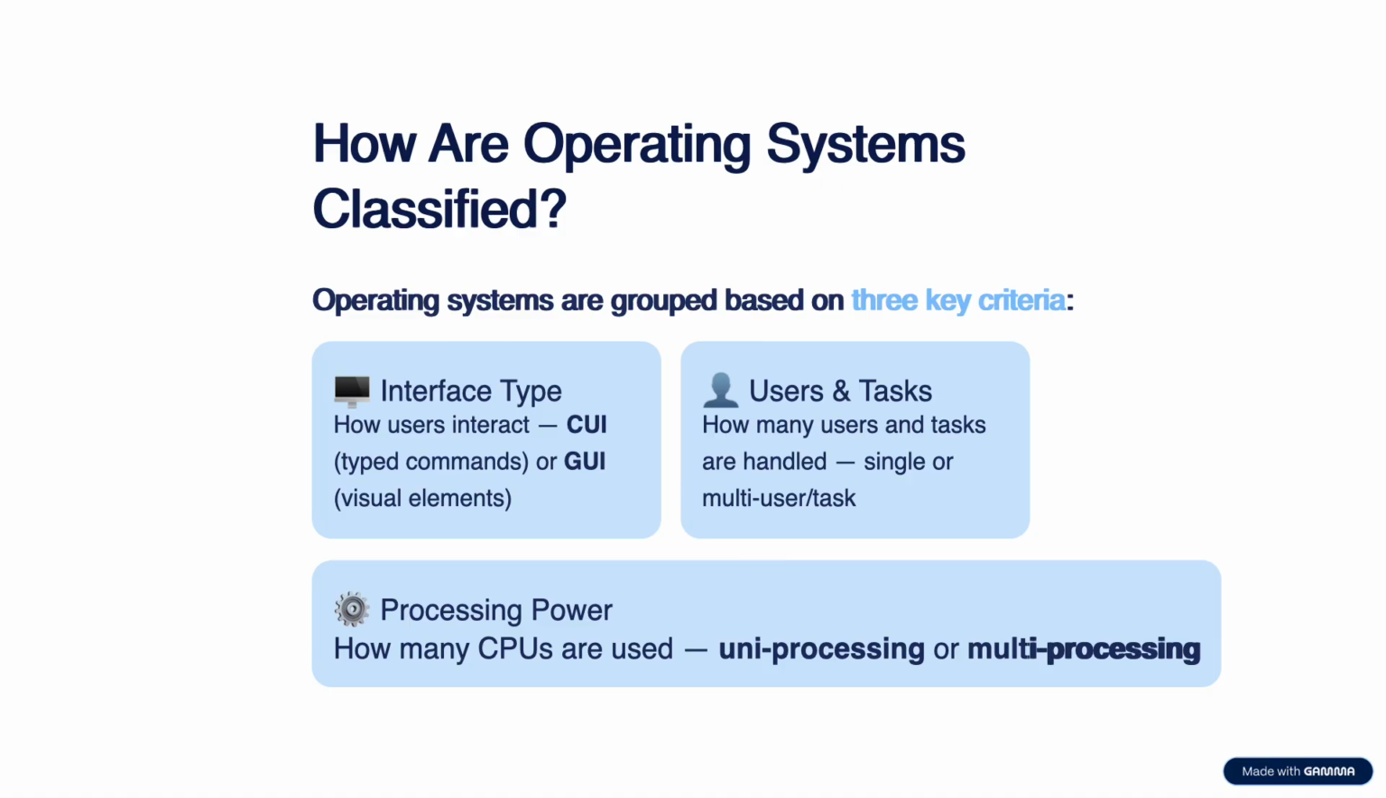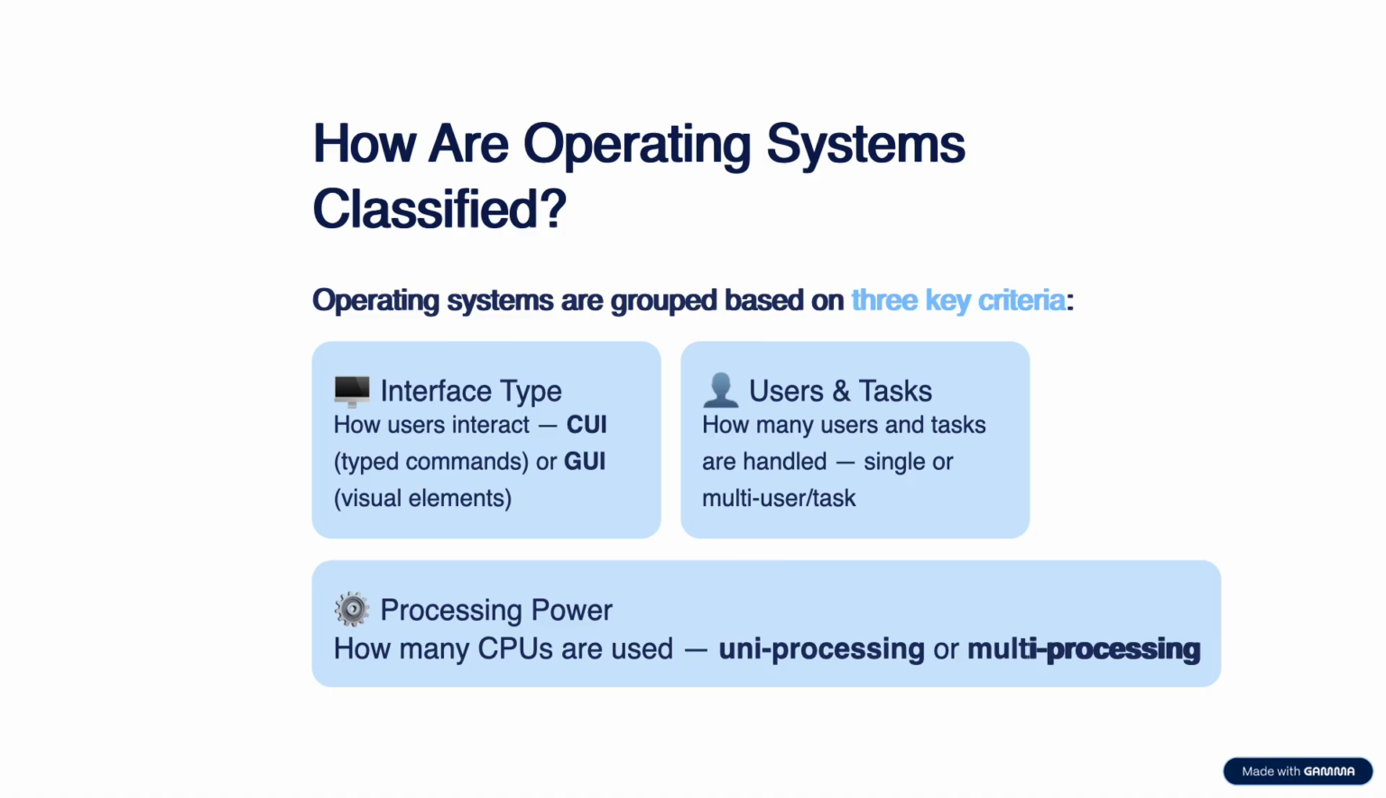Operating systems are tailored to fit the hardware and what the user needs. We usually put them into three main groups. Number one, interface type. This tells us how you interact with the machine, like typing commands or using a screen. Number two, number of users and task capacity. This shows whether the OS is for one person or for many users and tasks. Number three, processing mechanics. This explains how the kernel manages the execution of instructions.